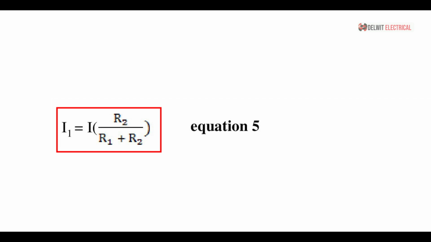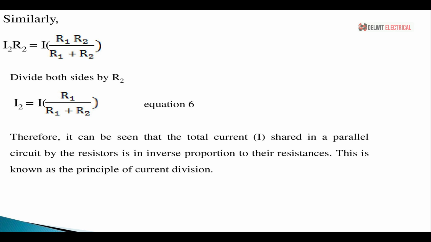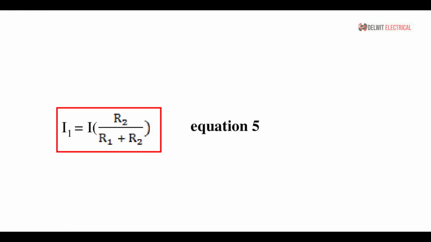So if we divide both sides by R1, we'll get our I1 in equation 5 is equal to I in bracket R2 over R1 plus R2. Then similarly, we also divide both sides by R2. We have I2 is equal to I in bracket R1 over R1 plus R2. So you can see that for a circuit that has just 2 resistors, the I1 for resistor 1 is I in bracket R2 over R1 plus R2.